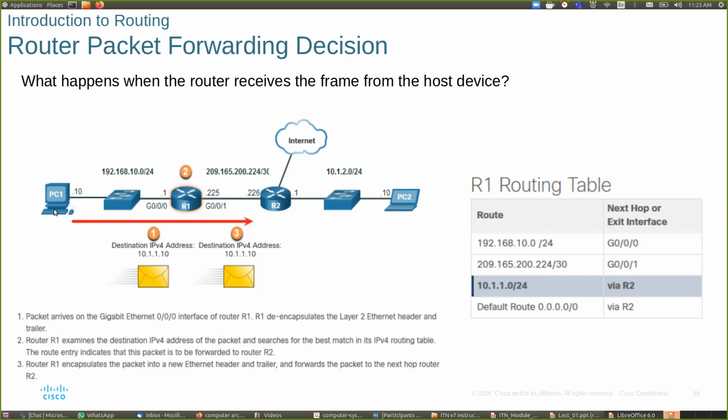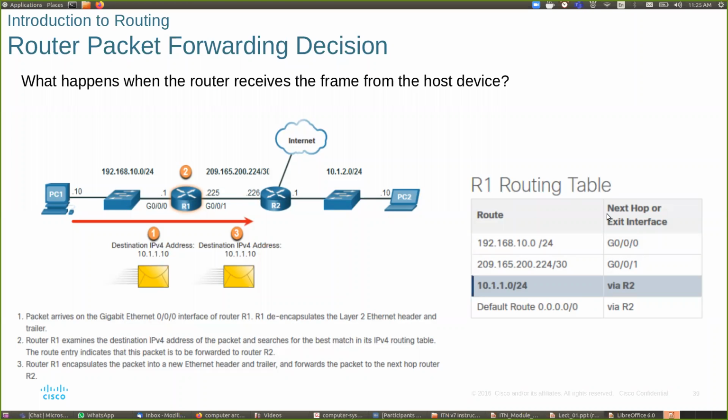So when PC1 wants to send information to PC2, the first thing PC1 is going to do is send this information to the default gateway. The default gateway is at the interface gigabit 0/0/0. So the moment this PC sends these packets to router 1, router 1 is going to check the destination IP address. You can see the destination IP address is 10.1.1.0.